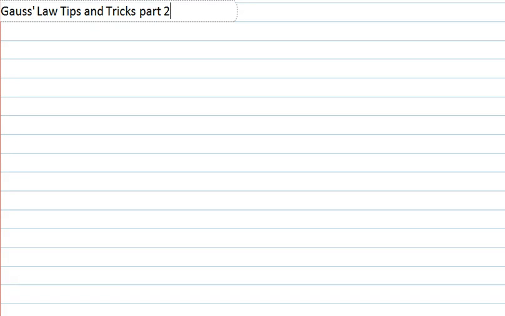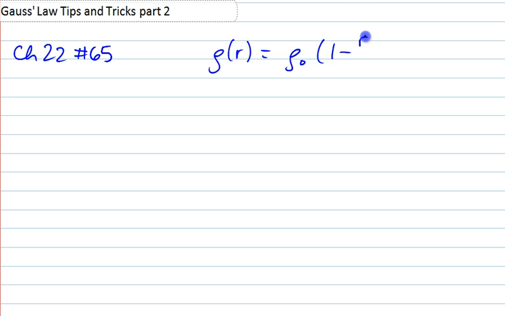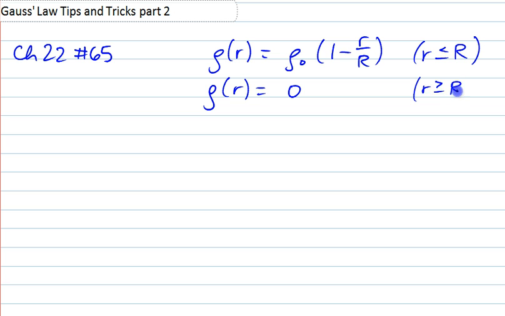Okay, welcome back everyone. In this video, we're going to continue talking about problem number 65 of chapter 22. And this was where we were looking at a charge distribution that was equal to some constant times 1 minus little r over big R when r was less than or equal to big R, and the distribution was equal to 0 outside of that.